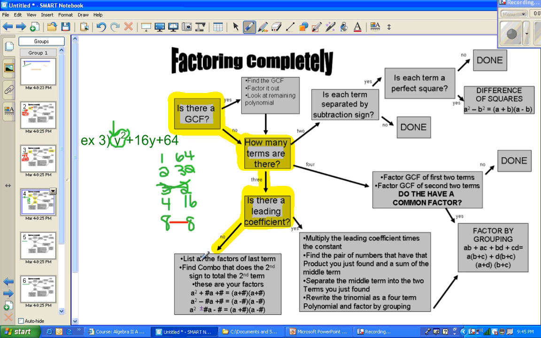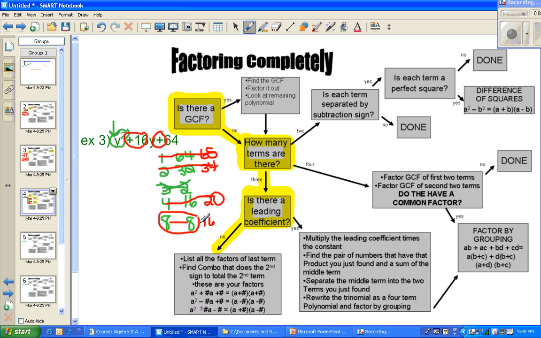So, once you have your list of factors, we're looking for the right combination that does the second sign. Here's our second sign. So we're looking for the combination that you can add to get us positive 16. So out of these numbers in here, which one gives us 16? This is going to give us 65. So we don't want this one. This one's going to give us 34. Okay, so we don't want this one. We're going to get 20 here. And then, of course, you get 16 here. So, we found the right combination.